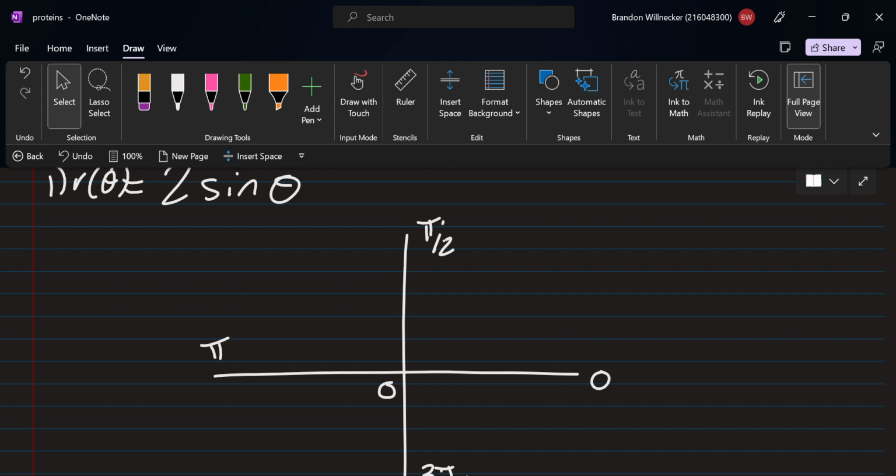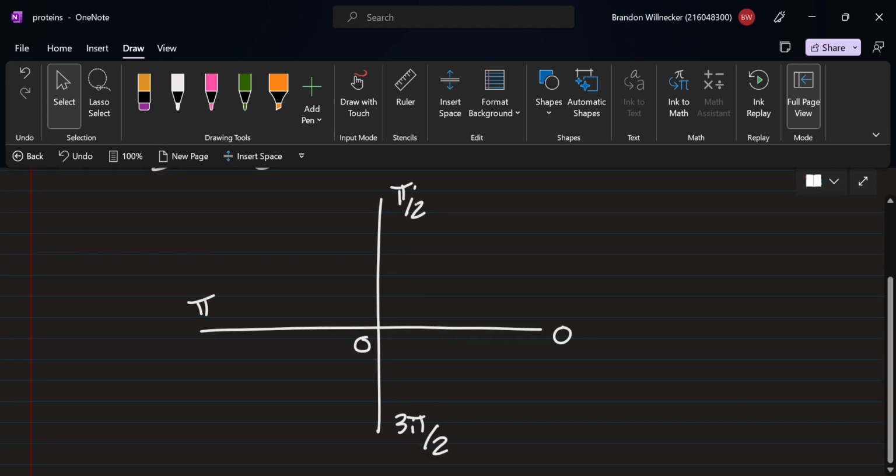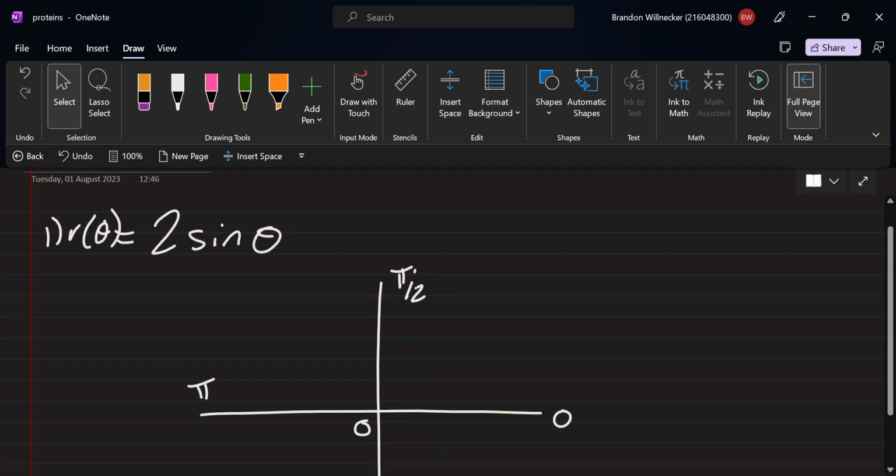You could draw more lines for the intermediate angles, but we'll see that this is all right. So that's the first step. We draw in some special angles to guide the sketching. Now, what we need to do is find out what the radius, or the distance, will be at each of these angles.